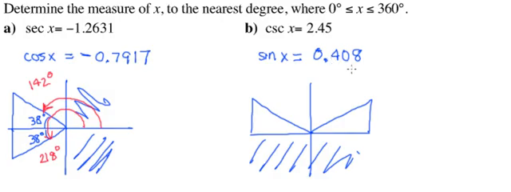Now again, 0.408 is not a ratio I recognize. It's not a special triangle, but if you do the second sine of it, your calculator will tell you that the reference angle is about 24 degrees. So 24 there, or 24 there.